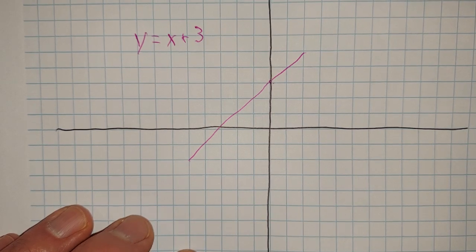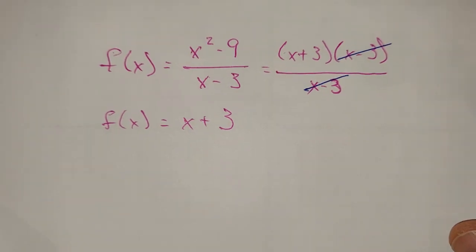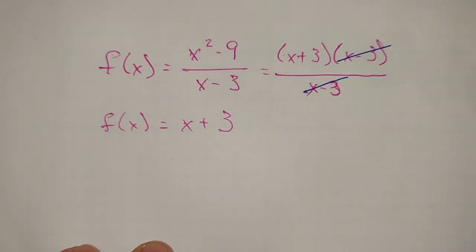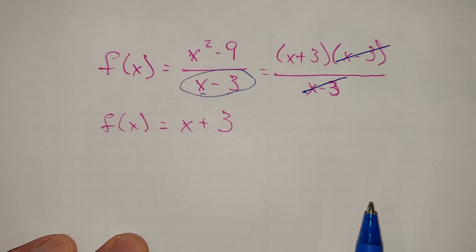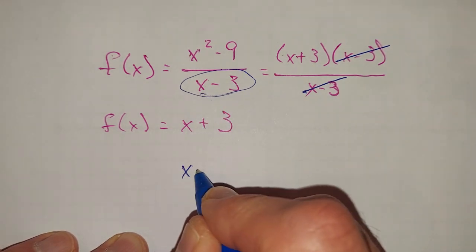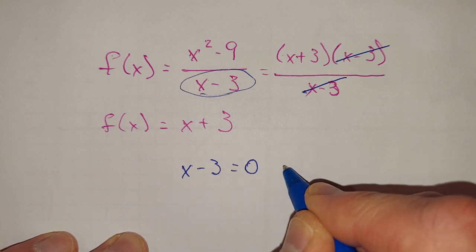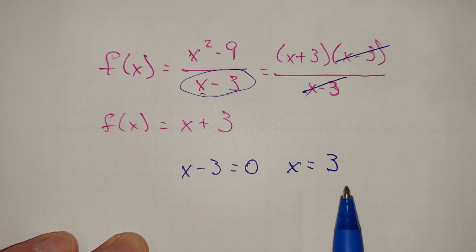where's the hole? Well, let's look back at our function, okay? And we go back to the original function. Notice there is an x in the denominator, and there is a value of x that would make that denominator equal to 0. We can't do that. So we must solve for that. x minus 3 equal to 0 means that x is equal to 3. That is the x value of our hole.